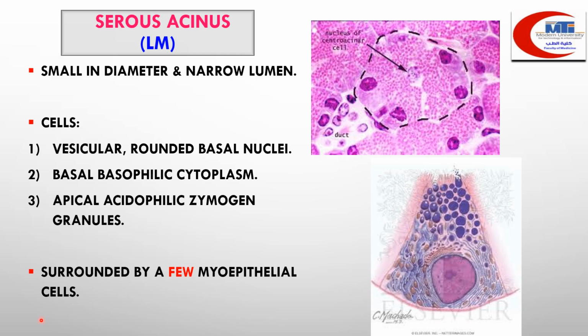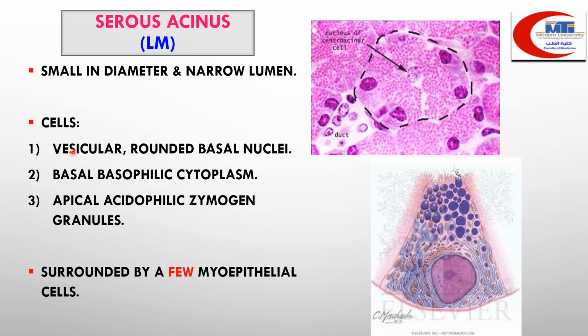As we mentioned, the secretory portion is formed of a group of cells arranged in the form of an acinus or alveolus. These cells form the secretion of the gland, and the secretion may be serous or mucus. Now, let's know the structure of the serous acinus.